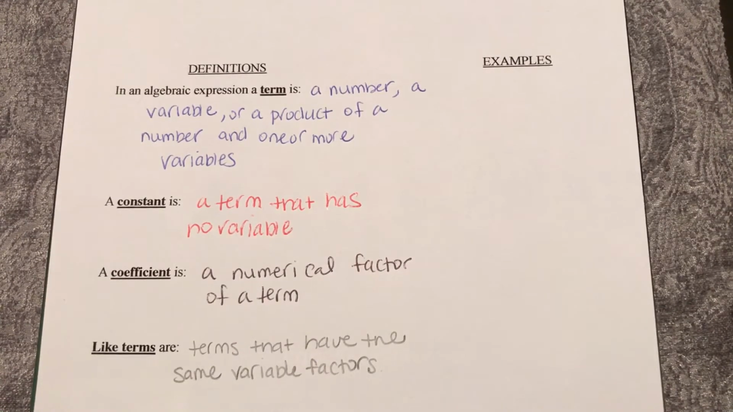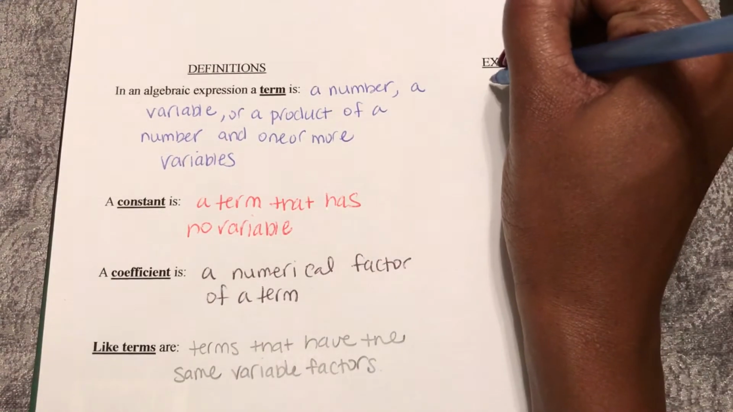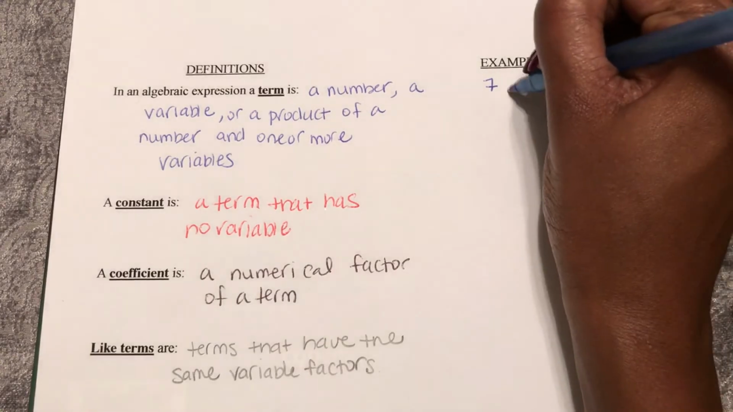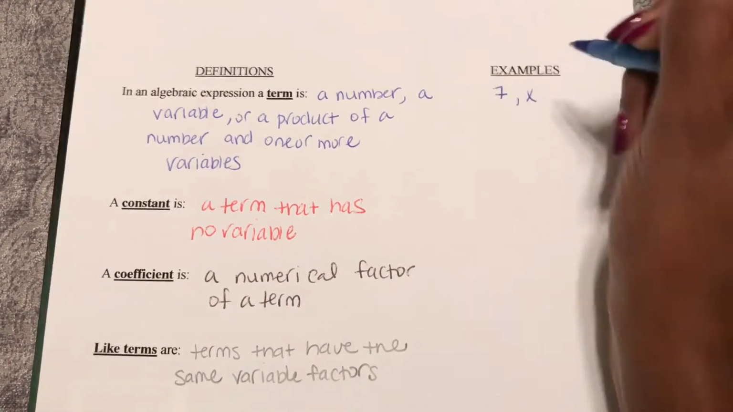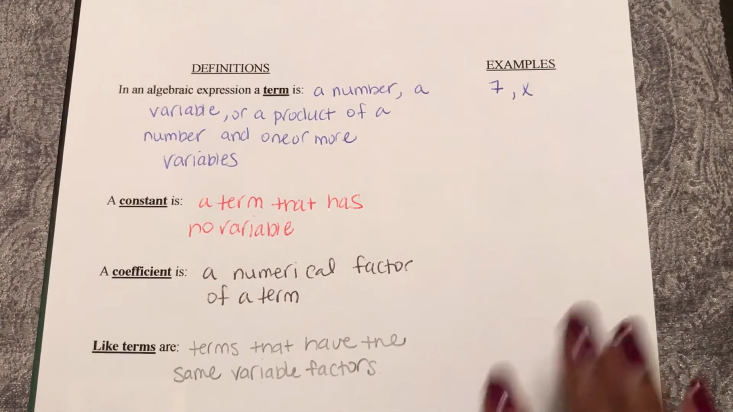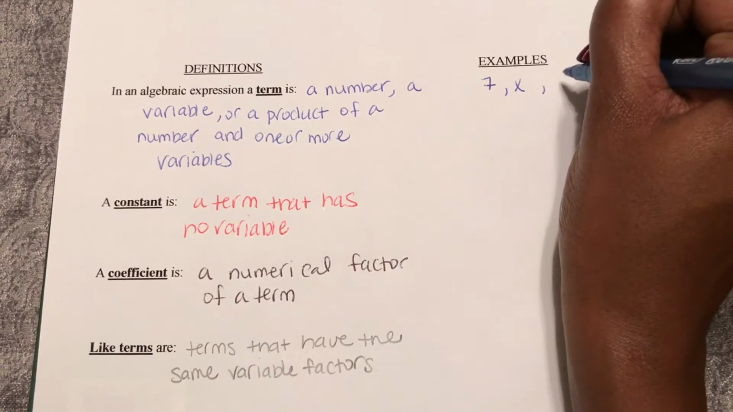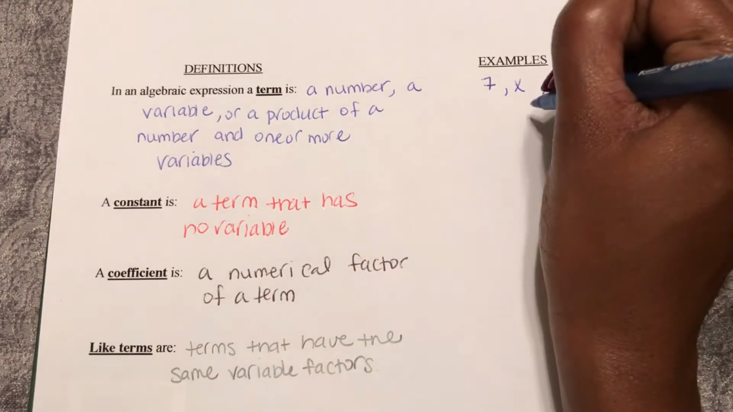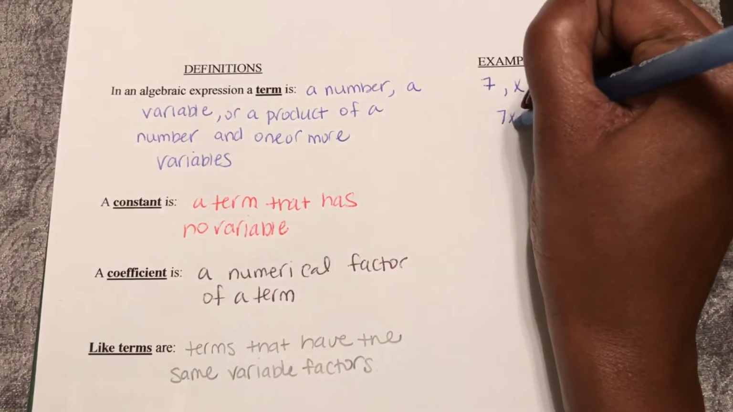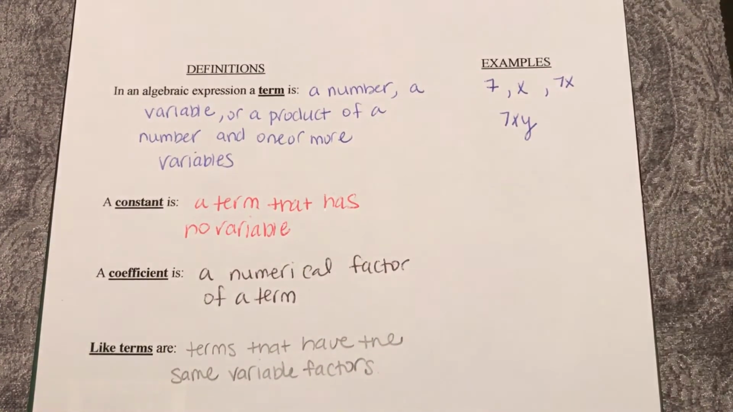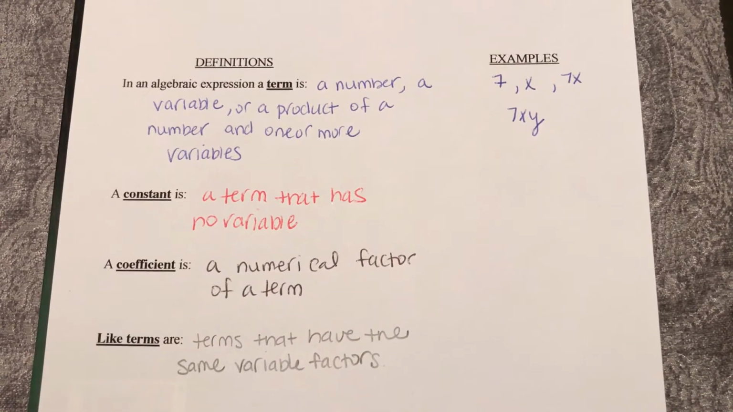So a term could be a number. So a number is like the number 7. Or it could be a variable. A variable is something like the letter x. Or it could be a product of a number and one or more variables. So it could be maybe 7x or 7xy. Try to see if you could come up with some more examples of terms.